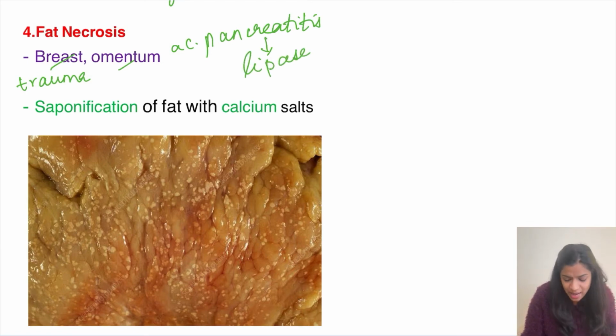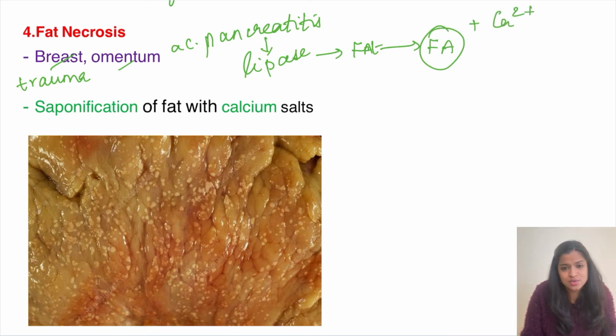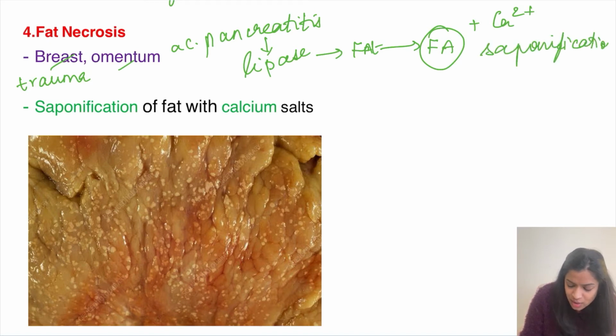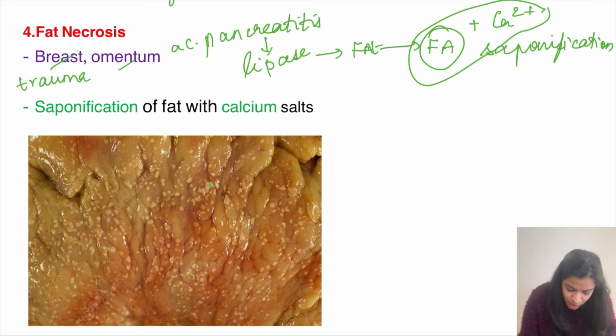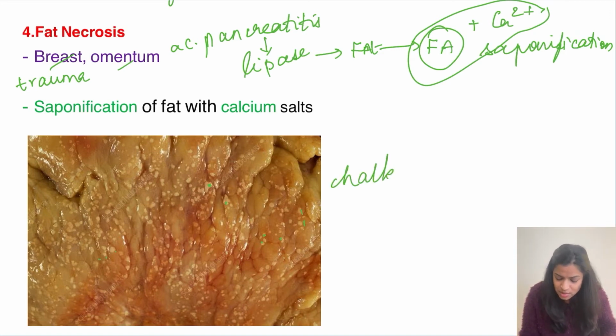So when lipase is getting activated, it will break down fat into fatty acids. So these fatty acids in turn will combine with calcium salts, and this is called saponification. Okay, fat joining with calcium is called saponification, and these two together, fatty acids plus calcium, result in these chalky white deposits. Can you appreciate in this gross image these small white dots which will appear like chalky white deposits? These chalky white deposits are nothing but fat necrosis.